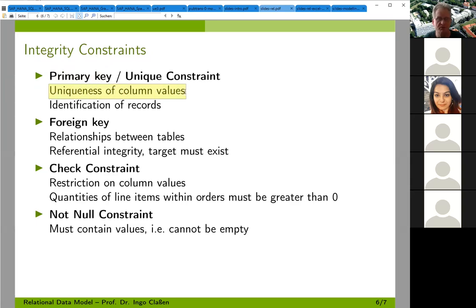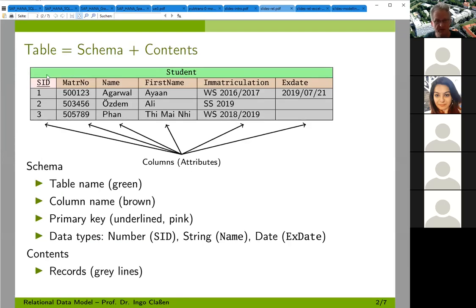The primary key means uniqueness, and as we have already discussed, it's the identification of a record. But there's also something called a unique constraint. If you look back here at the matriculation number, we could say, please put a unique constraint on matriculation number. Then matriculation number still is not a primary key because it is some kind of technical thing. But nevertheless, the system would check if the values here are unique.